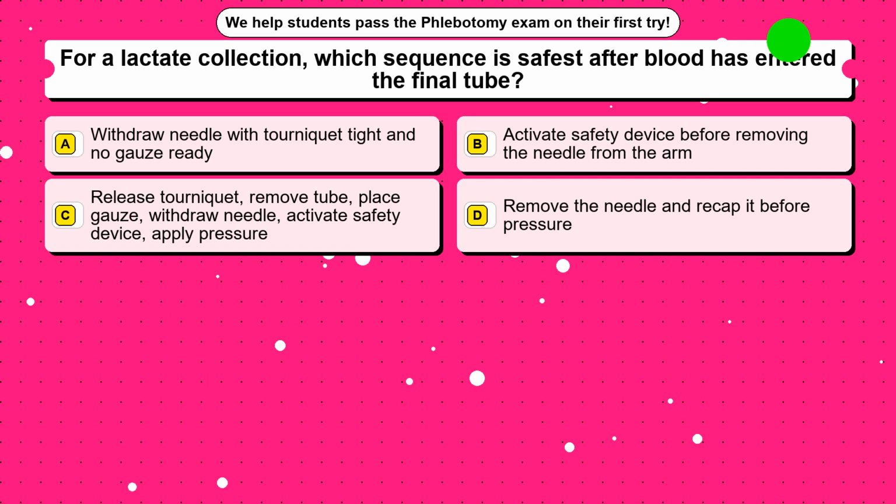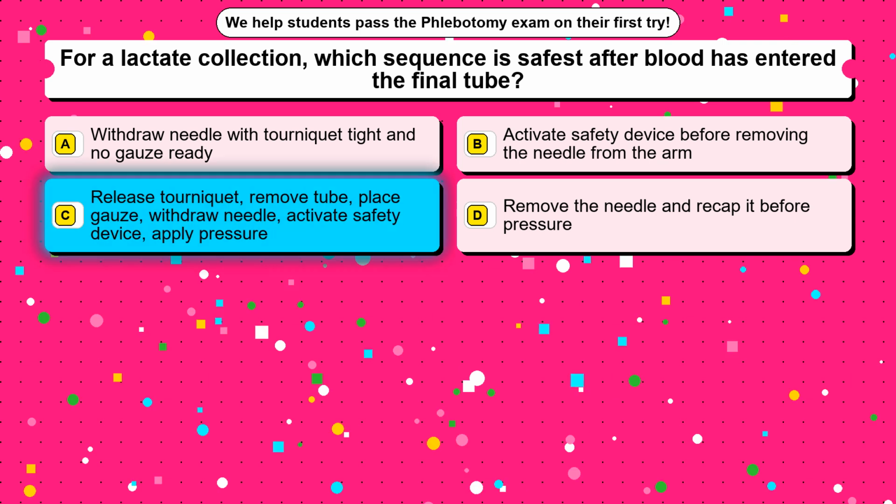Question 90. For a lactate collection, which sequence is safest after blood has entered the final tube? Option A. Withdraw needle with tourniquet tight and no gauze ready. Option B. Activate safety device before removing the needle from the arm. Option C. Release tourniquet, remove tube, place gauze, withdraw needle, activate safety device, apply pressure. Option D. Remove the needle and recap it before pressure.